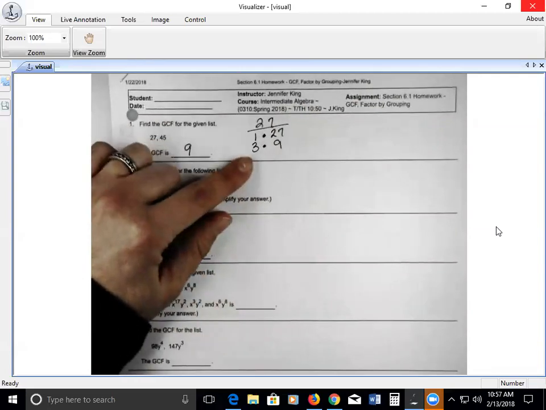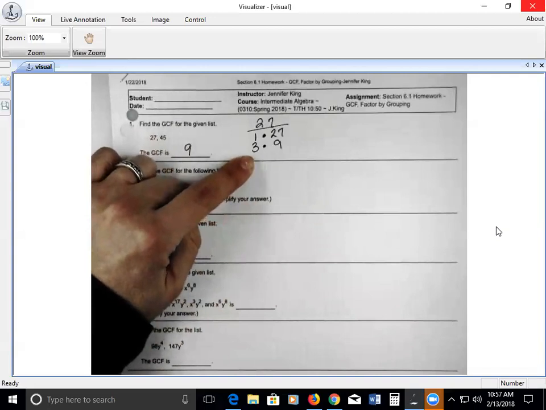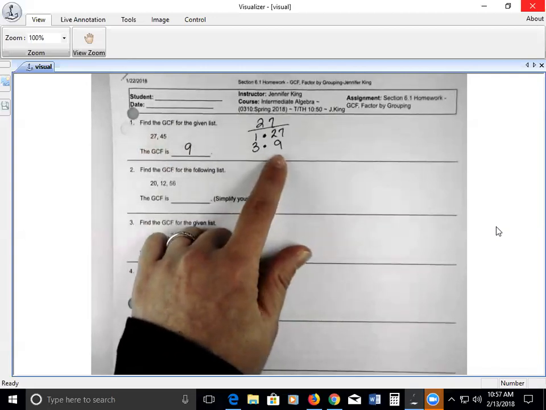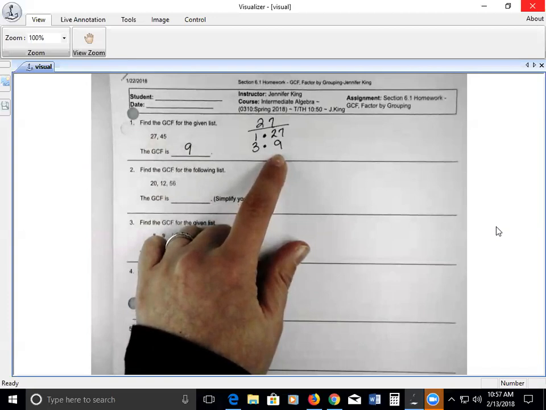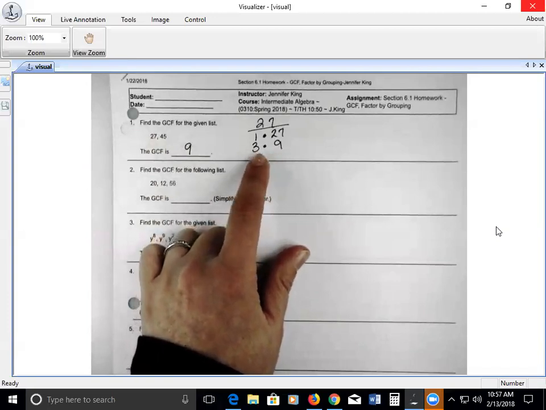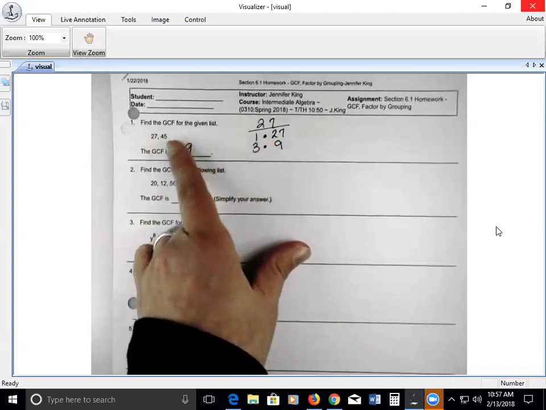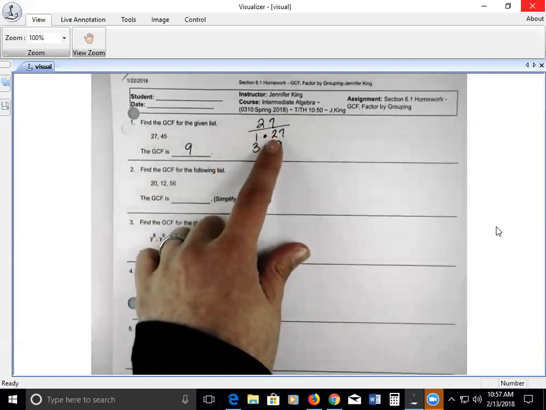The next factor over here would be 9, 9 times 3, but 9 is already listed, and there's no need to list a factor more than once. Okay, so you've listed all factors. And then you're going to go through and figure out, is 45 divisible by these values, starting with the largest value present. So is 45 divisible by 27?